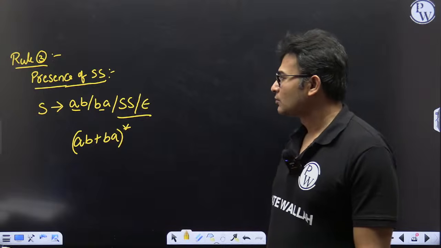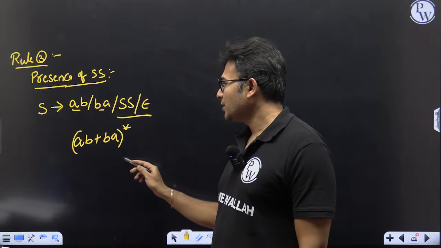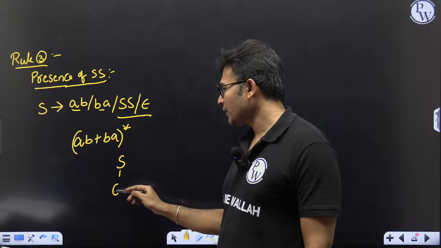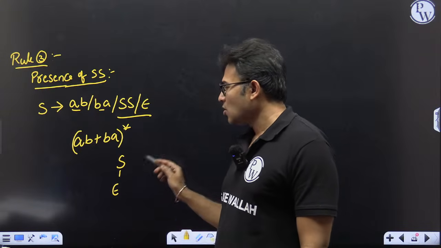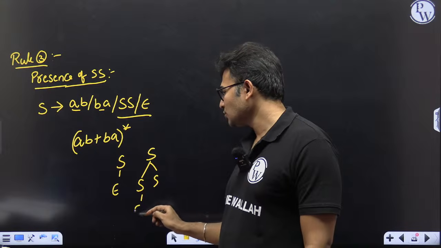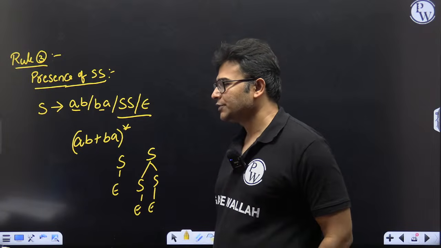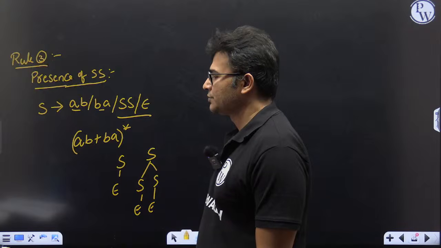So this grammar is clearly ambiguous, right? Why? If I want to generate epsilon, I can directly generate it. Or if I want to generate epsilon, I can generate like this also, right? So for epsilon, we have got two parse trees, therefore the grammar is ambiguous.